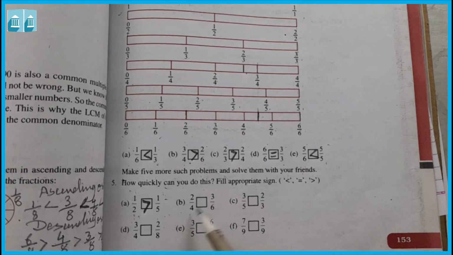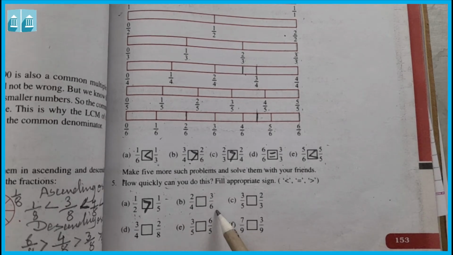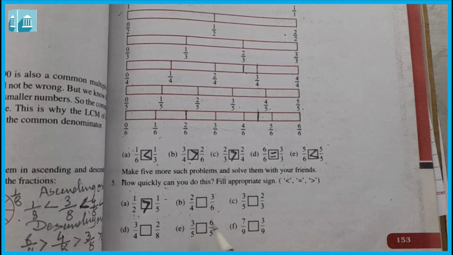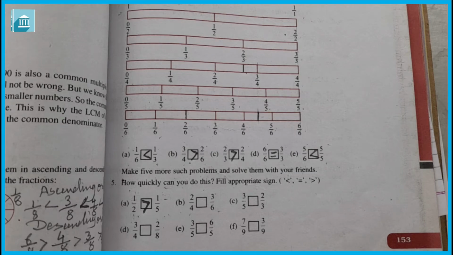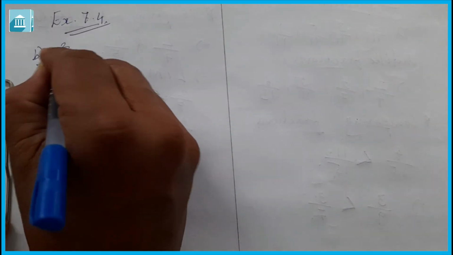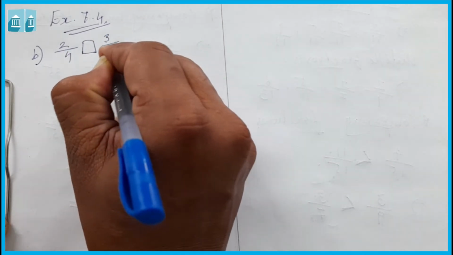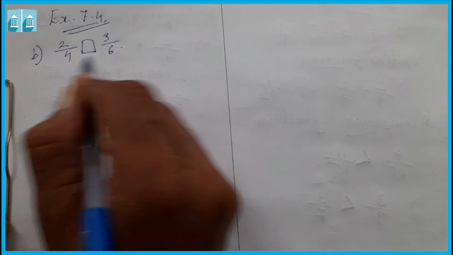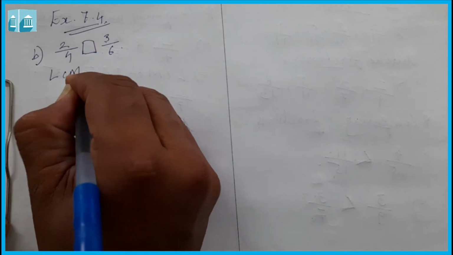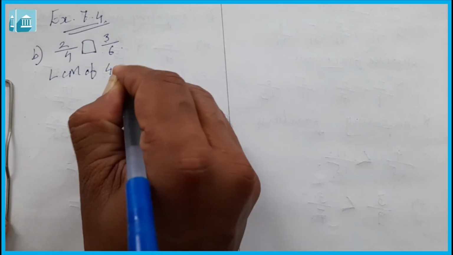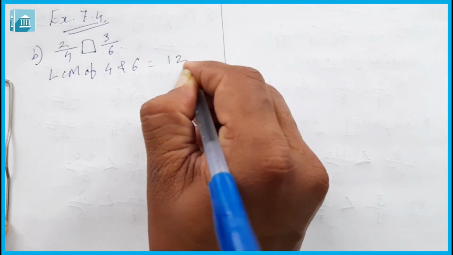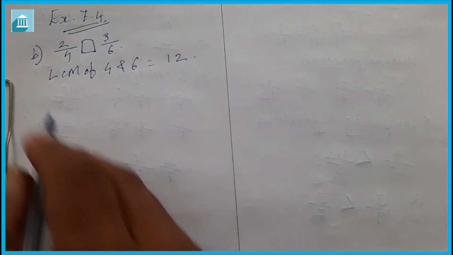Now next one, 2 by 4 and 3 by 6. Here the numerators are different and the denominators are also different, so we have to find the LCM. So let us see, it is 2 by 4 and 3 by 6. The LCM of 4 and 6 is equal to 12.